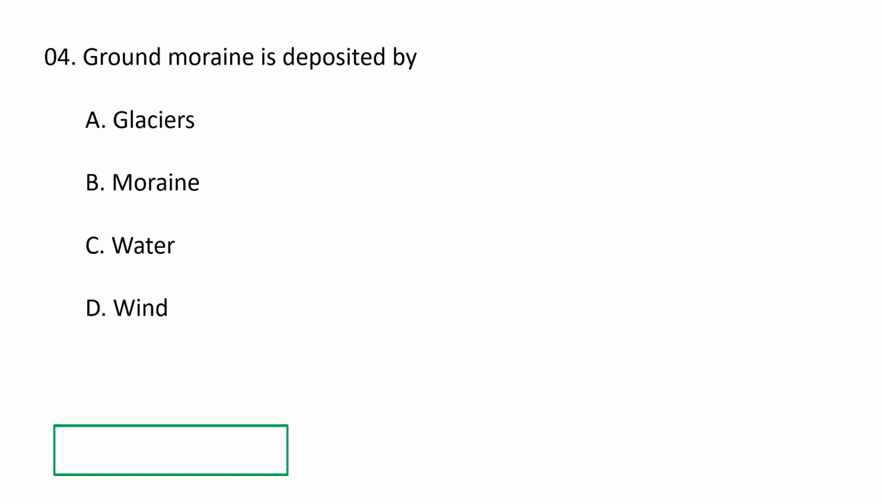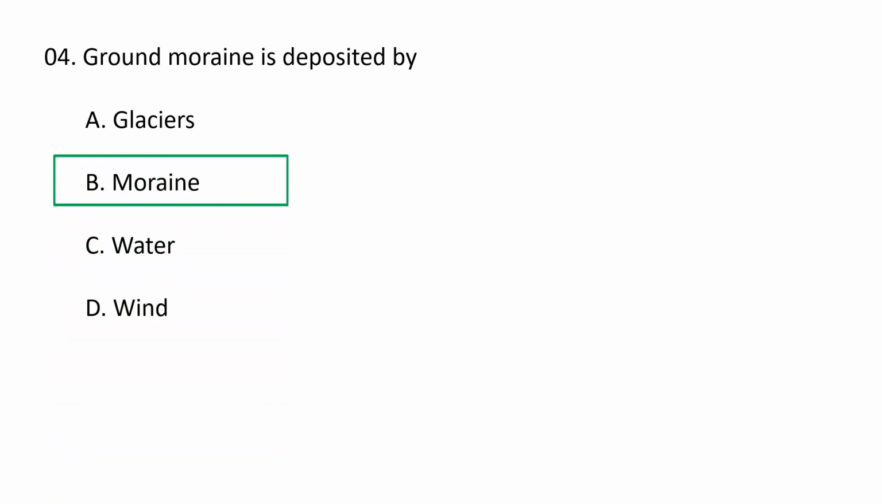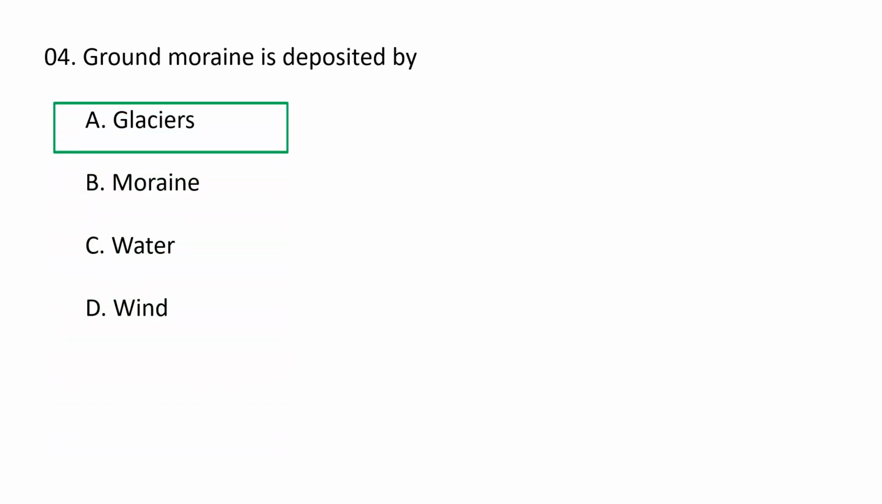Next question. Ground moraine is deposited by: A. glaciers, B. moraine, C. water, D. wind. So ground moraine is deposited by a glacier. Moraines are the landforms which are composed of the glacial till which is deposited primarily by glacial ice. And glacial till in turn is unstratified and unsorted debris ranging in size from silt to boulder. So A, glaciers, is the correct option.